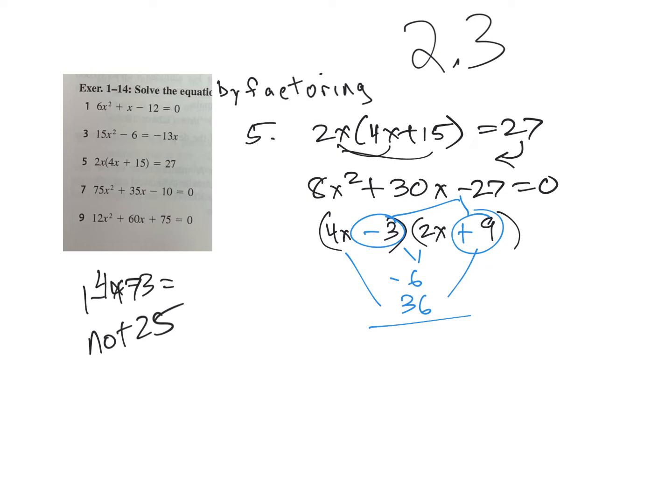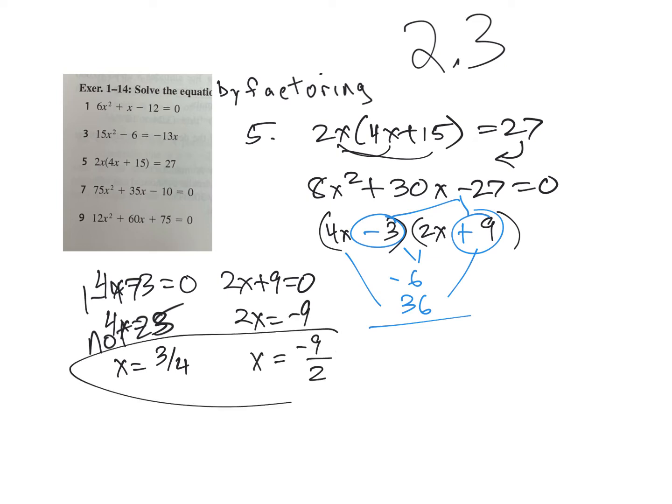Now let's solve. 4x minus 3 equals 0, and 2x plus 9 equals 0. So I'm solving these for the first time. So you can see how quickly it works if you use the center numbers. But you do have to fiddle around with it sometimes. All right, add 3. Divide by 4. Subtract 9. Divide by 2. So those are your answers there. Let's do the next one.